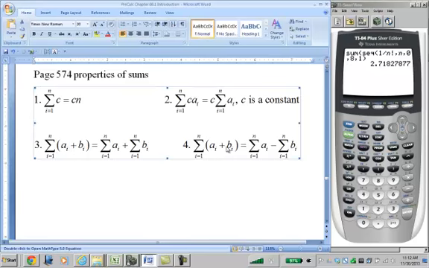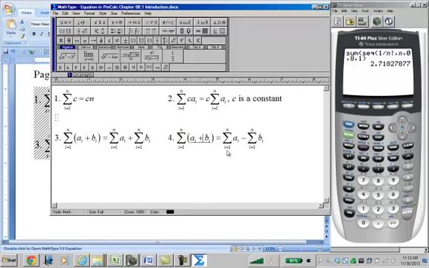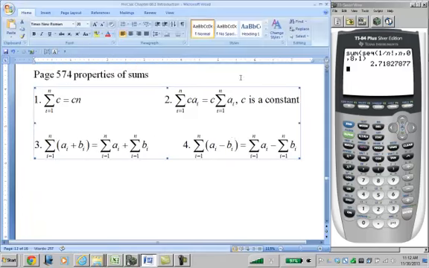And this is a typo. This should be minus. There we go. Hate it when that happens.